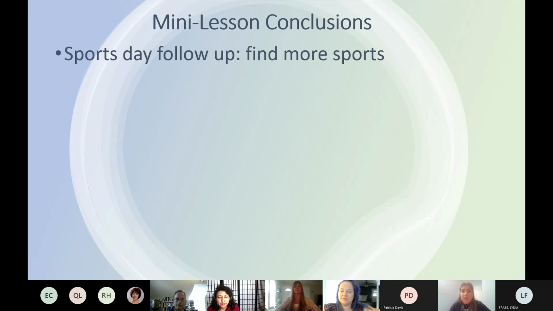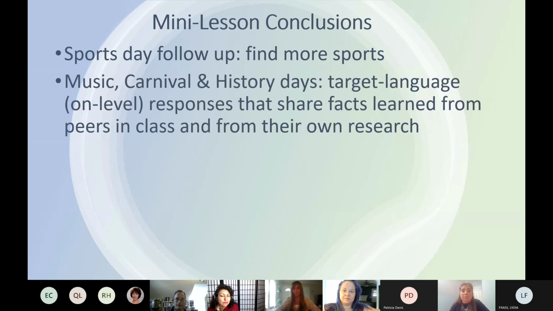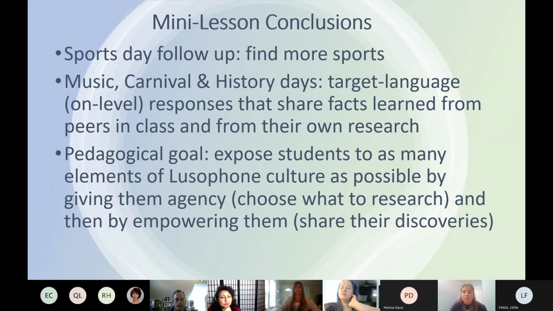After that class day, the students were asked to find out about more sports. But on my other culture days, I have them do a target language response where they talk about things they learned from their own research and from each other. My pedagogical goal of teaching culture this way, of exposing them to a lot of things and then asking them to tell me what they retain, is to pique their interest. Hopefully they'll keep looking at something or learn more and retain it for the rest of their lives, whereas memorizing conjugations of ver and vir will not.